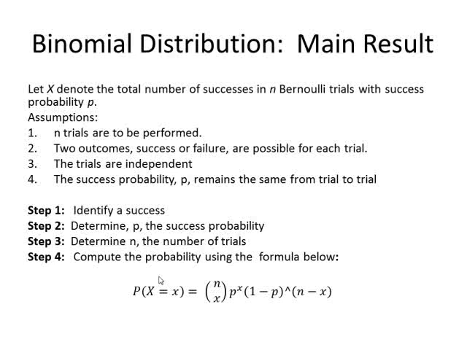So let x denote the total number of successes in n Bernoulli trials with a success probability of p. The assumptions, again: 1, n trials are performed; 2 outcomes are possible; the trials are independent; and the success probability remains constant for all trials. Those are the assumptions that I talked about a few minutes ago. Then the probability that X is equal to x, using random variable notation, is equal to n choose x, p to the x, 1 minus p to the n minus x, which is the formula that we came up with.